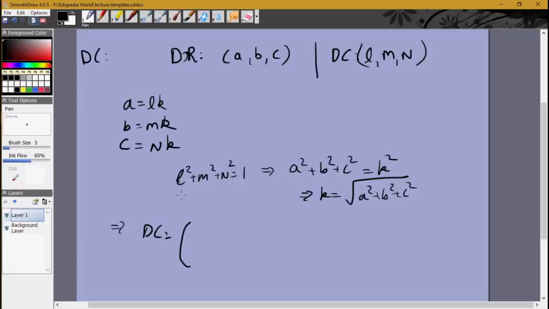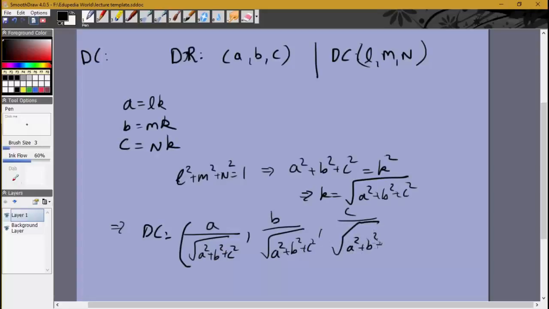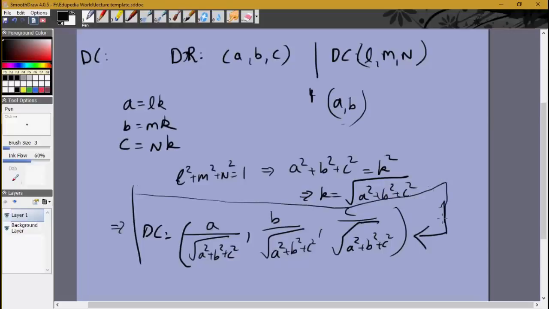l is equal to a by k, that is a by root a square plus b square plus c square. Then you have b by root a square plus b square plus c square, and finally c by root of a square plus b square plus c square. This is once again similar to if you have the direction ratios, or the ratio of two sides, as a and b, then cos alpha will be a by root a square plus b square, and sin alpha, which is cos beta, will be b by that. So once again from this formula, hopefully you can see the natural generalization to three dimensions which we are doing.